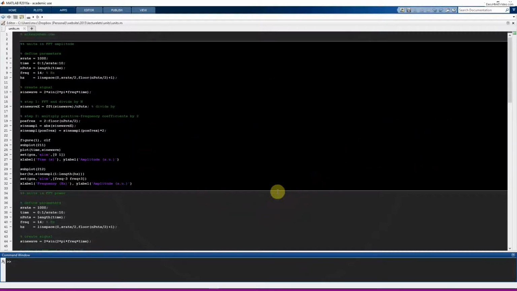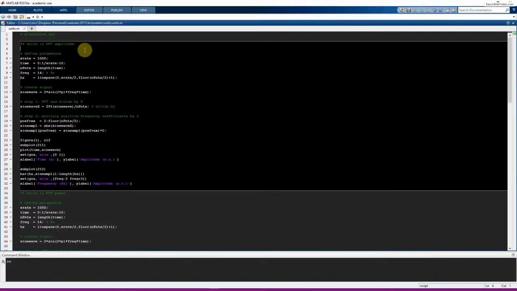So now let's switch to MATLAB, and the rest of what we're going to do here is in MATLAB. What we're going to do first is look at units from the FFT.